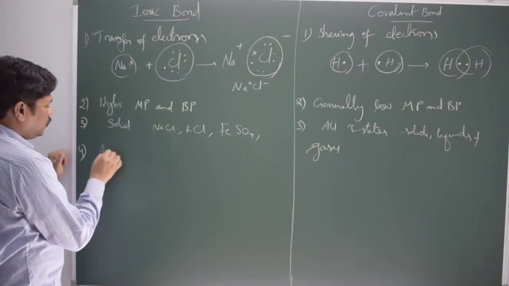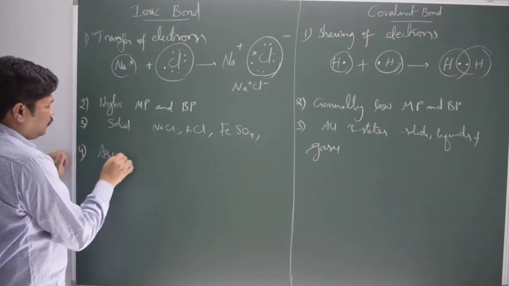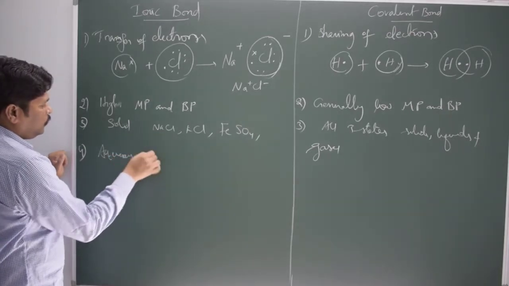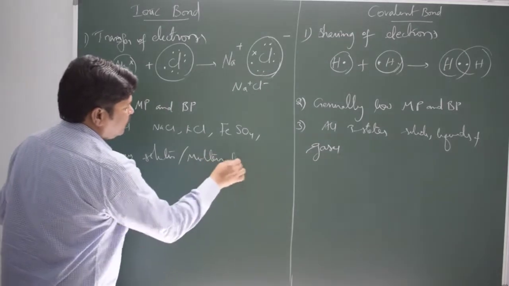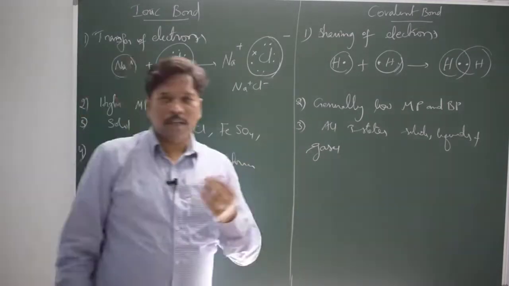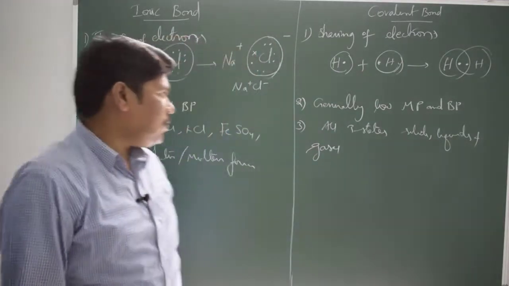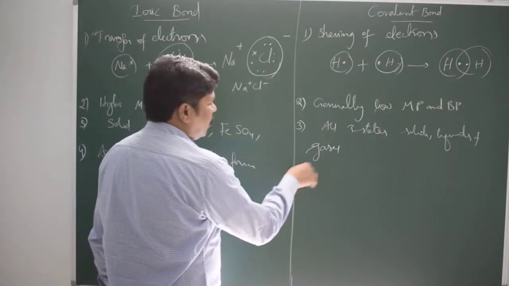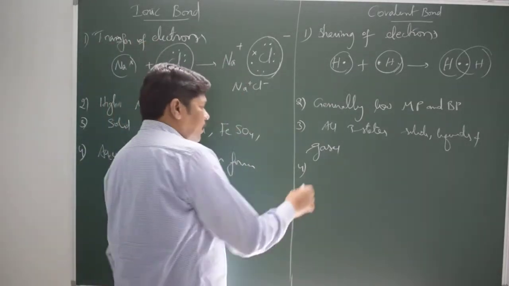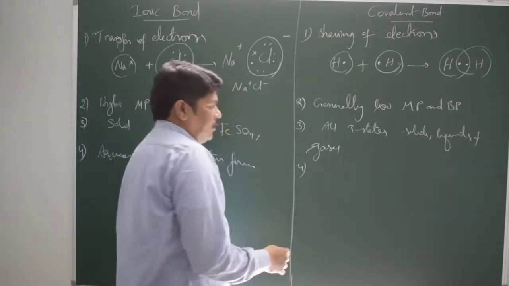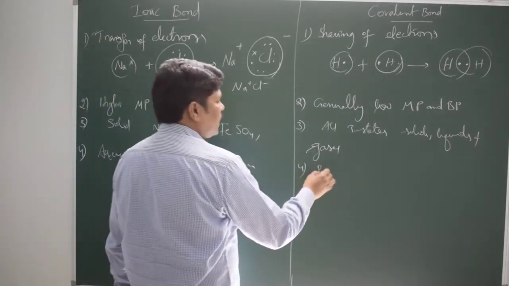In aqueous solution or in molten form, ionic compounds are good conductors of electricity. Covalent compounds, since they don't have any charged particles, never conduct electricity, whether they are in solid, liquid or gaseous form. So they are poor conductors of electricity.